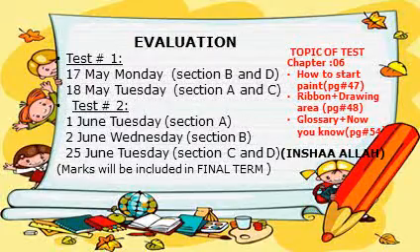So my kids, here's the schedule of your class test. Test number 1 will be taken on 17 May, Monday, for sections B and D. 18 May, Tuesday, will be the test for sections A and C. Test number 2 will be taken on 1st June, Tuesday, for section A. 2nd June, Wednesday, will be the test for section B. And 25th June, Tuesday, will be the test for sections C and D. Marks of the class test will be included in the final term examination. So be prepared.